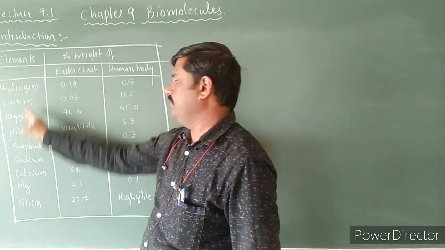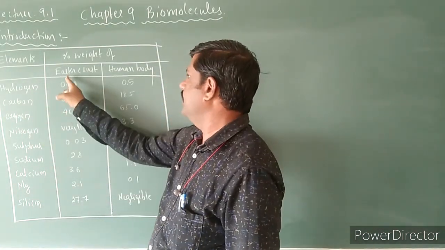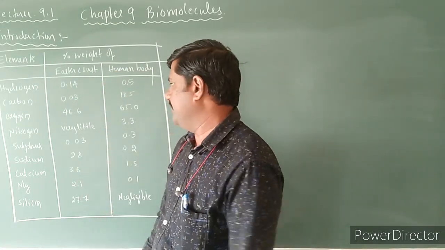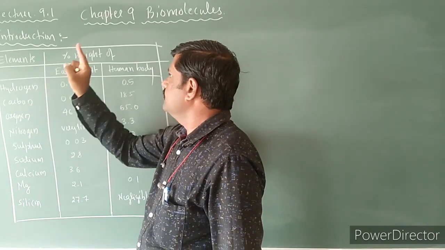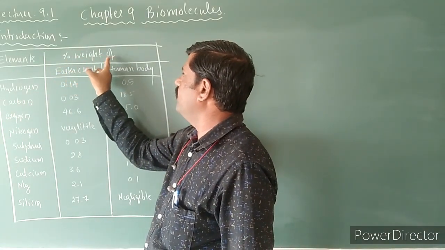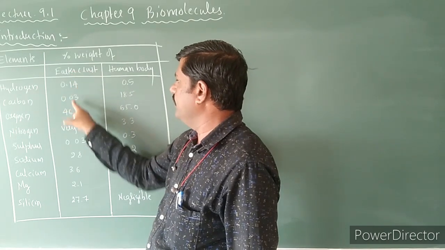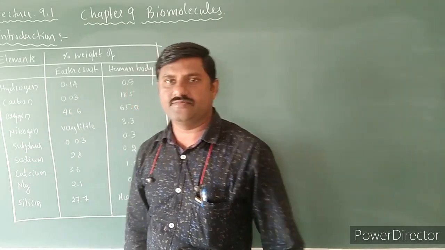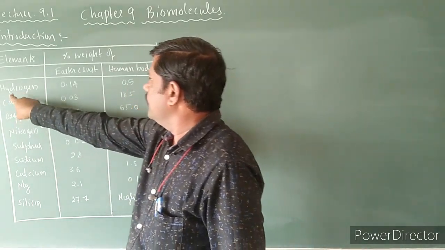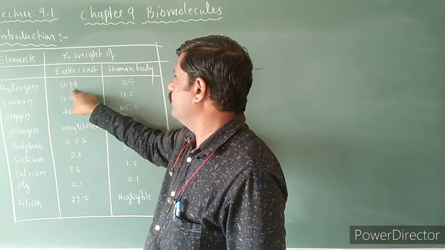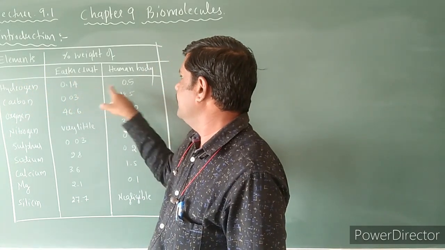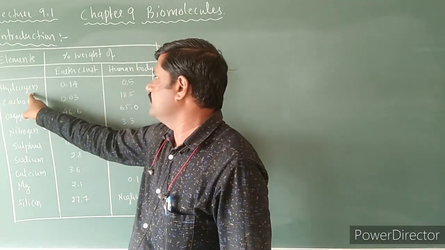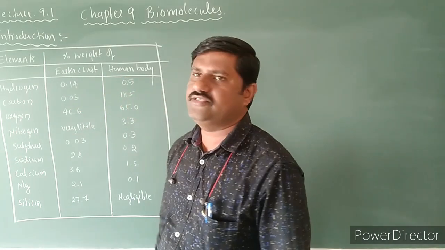See here, these are the elements that are present in both the earth crust as well as the human body. Right? So they are the common elements. And this shows the percentage weight of the elements in the earth crust as well as the human body. Let us analyze it. So hydrogen is about 0.14% in the earth crust and it is 0.5% in the human body. It shows that hydrogen is present both in the earth crust as well as the human body.